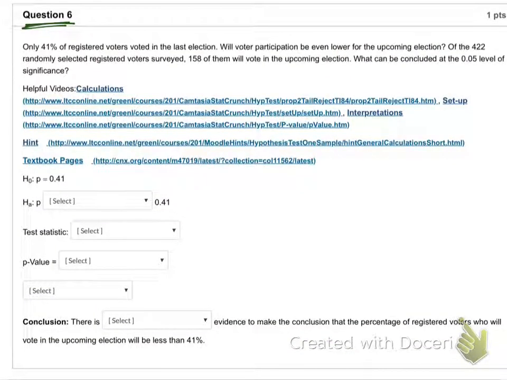Here we go. Question number 6. So only 41% of registered voters voted in the last election. Will voter participation be even lower for the upcoming election? Of the 422 randomly selected registered voters, 150 of them will vote. What can be concluded with 0.05 alpha?